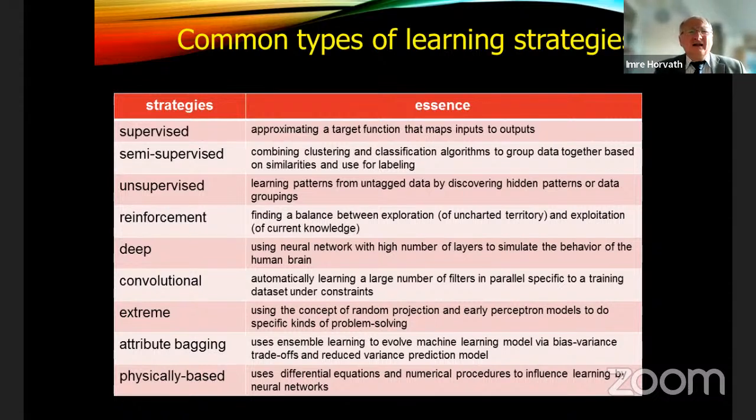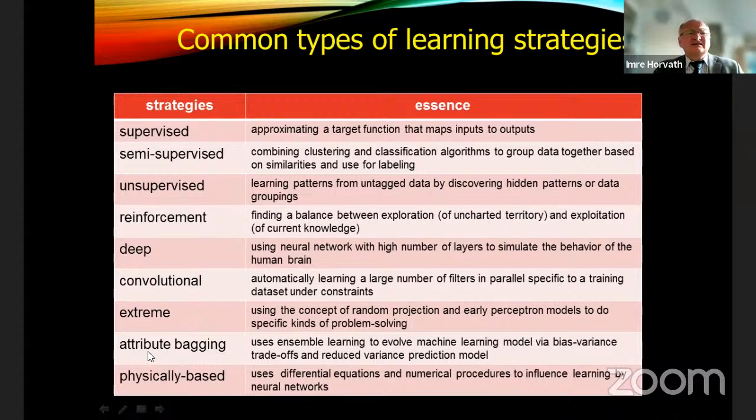Later on, you will hear how it is used, for instance, in the field of image processing, image recognition, and what type of method functions are used in order to make the process operational. Then the next category of the learning strategies is the so-called extreme learning. Extreme learning strategies try to use the concept of random projection and early perception models to do specific kinds of problem solving. We will briefly discuss this later on.